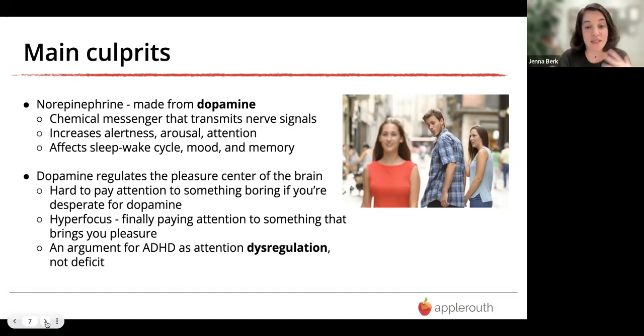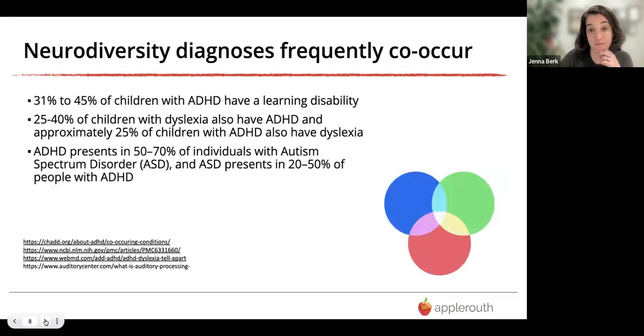And this differentiation of hyperfocus, but also a loss of attention, is why I really prefer to talk about ADHD as attention dysregulation, not attention deficit. It's not that there isn't attention, it's that the attention isn't being regulated in a way that is really helpful to that person in the moment, especially in an educational environment.